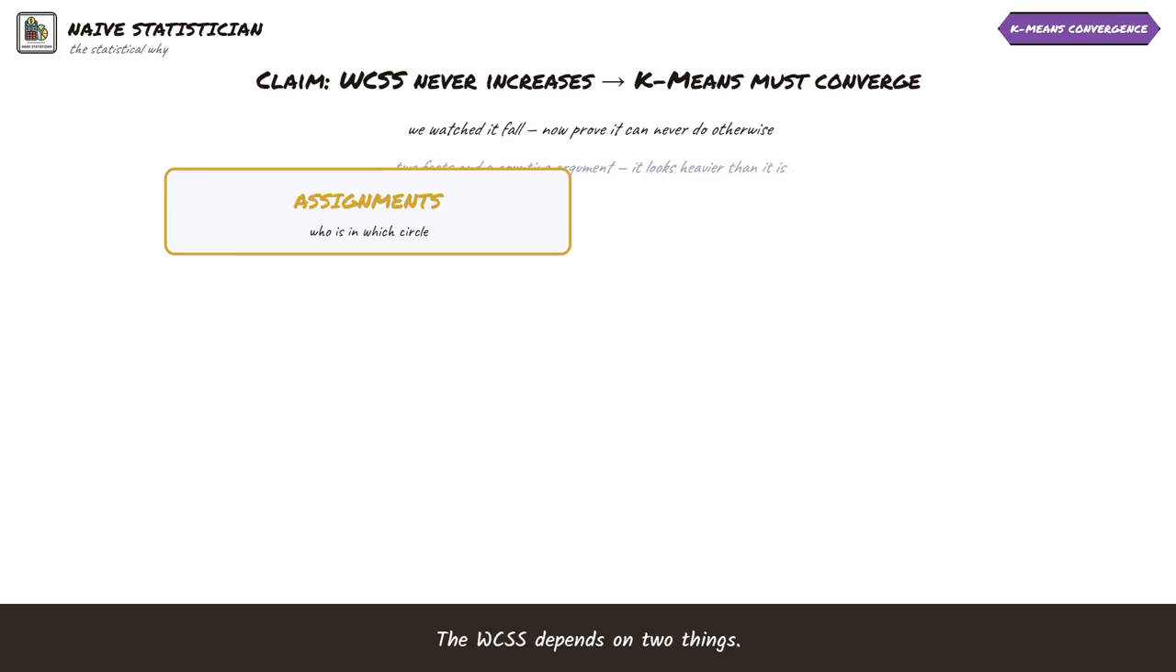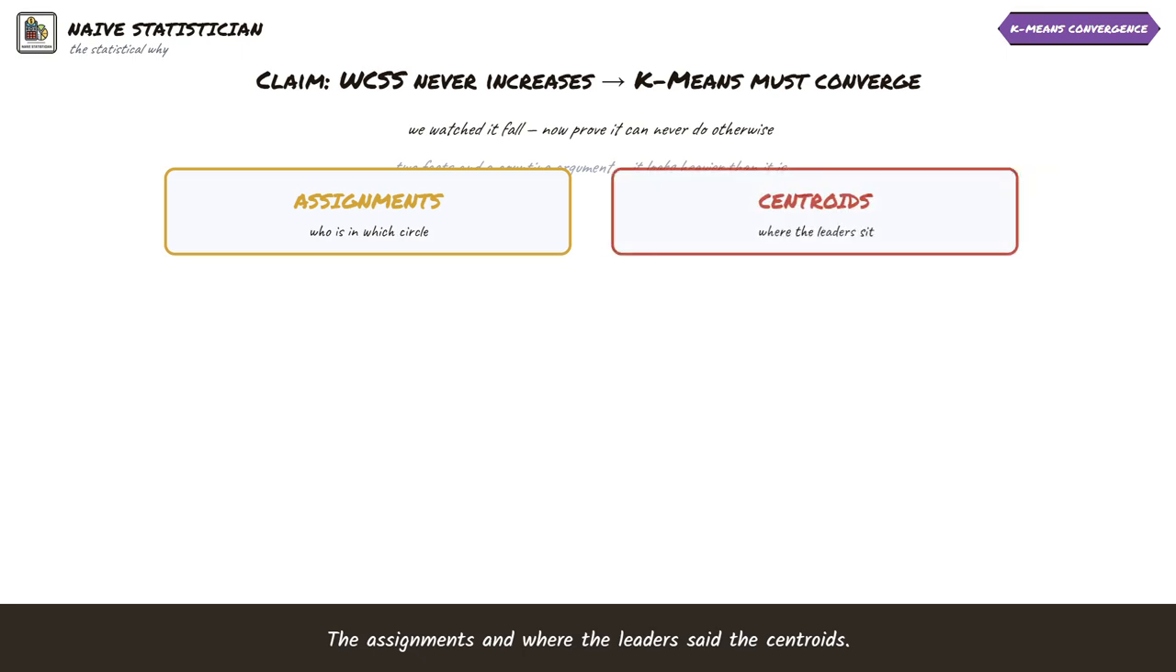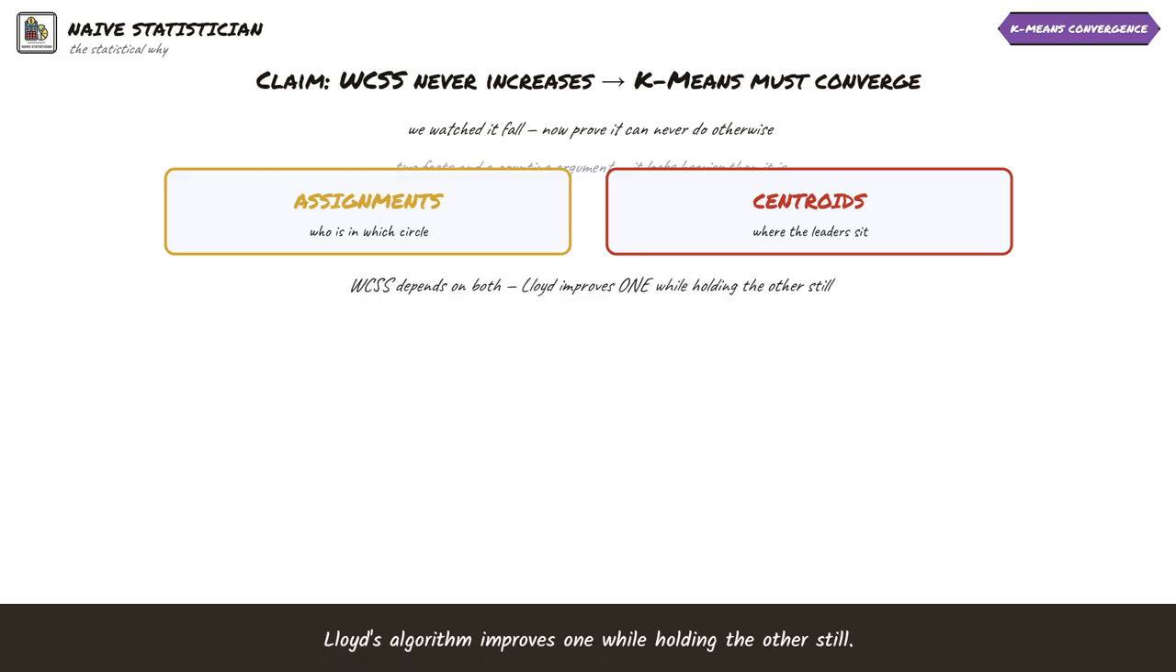The WCSS depends on two things: which student is in which circle, the assignments, and where the leaders sit, the centroids. Lloyd's algorithm improves one while holding the other still. So check each step alone.